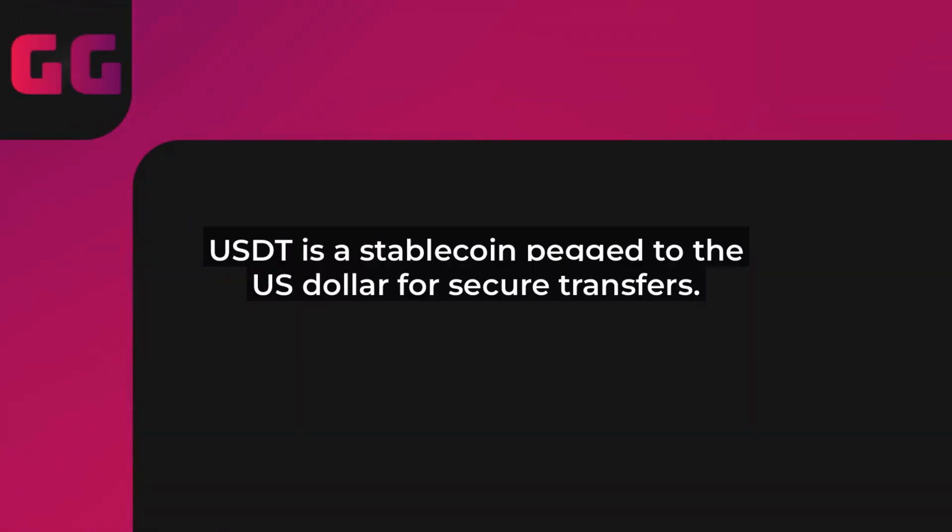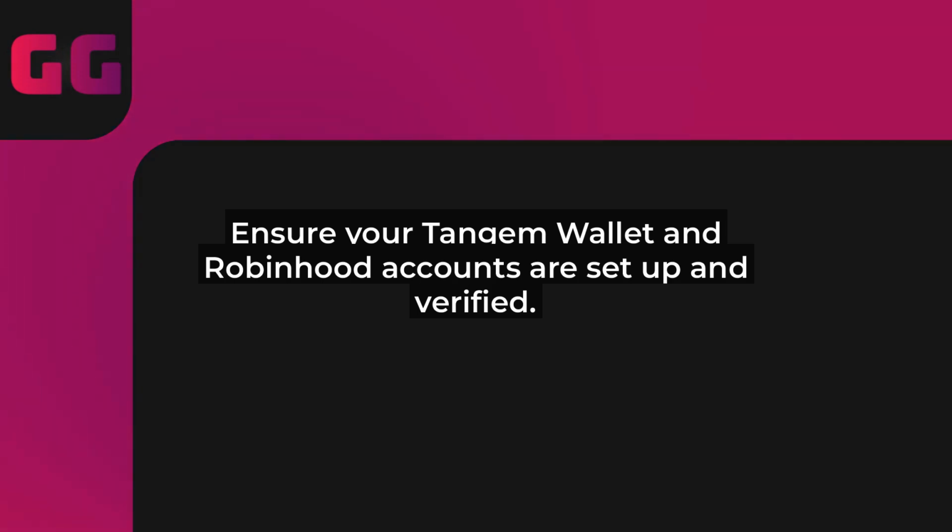Today, we're tackling a super practical topic: how to transfer USDT from your Tangem wallet to Robinhood in 2025. If you're into crypto, you know USDT is a stablecoin that's pegged to the US dollar, making it a go-to for quick and stable transfers. Whether you're moving funds for trading or just managing your portfolio, this step-by-step guide will get you there safely and efficiently. Let's dive right in.